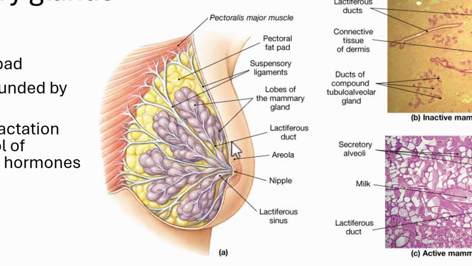Basically, we have, again, the areola, the nipple. We have the lactiferous sinus. We have the lactiferous duct. And then we have the lobes of the mammary gland, as well as suspensory ligaments.